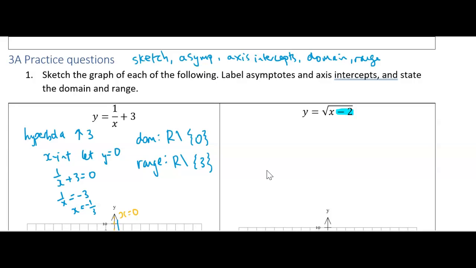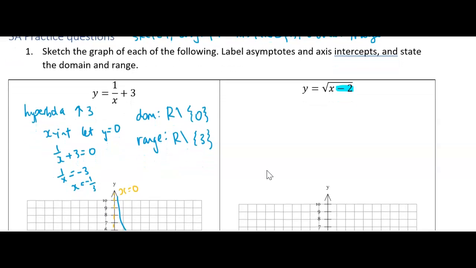Hi everyone, in this video we're going to continue on with the 3A practice questions. So this is part 2 of our video on 3A. If you haven't watched part 1, it might be a good idea to do that before we go on with the questions. Alright, in the previous video we did look at the hyperbola.